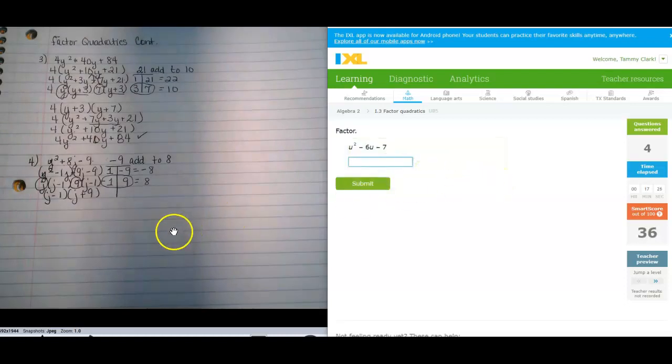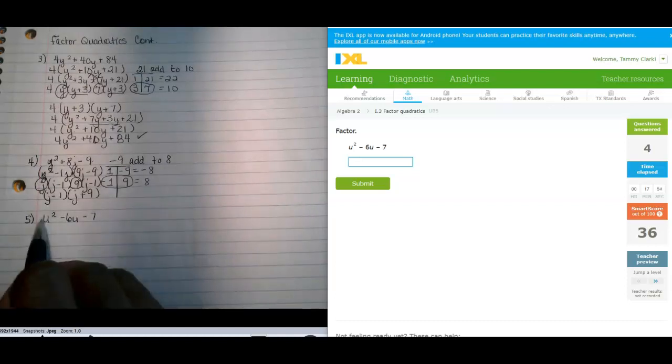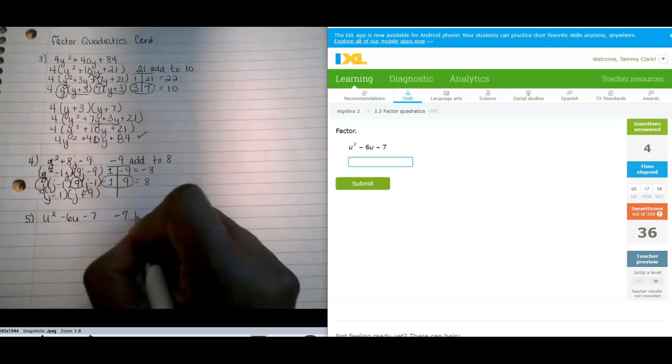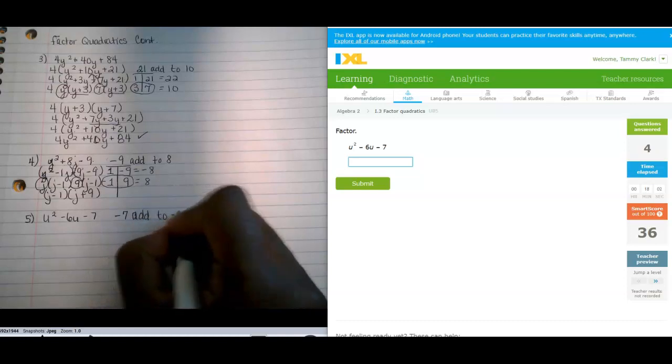All right, there we go. Let's go ahead and do the next one. u squared minus 6u minus 7. Do we have any greatest common factors? No, we don't. So we're thinking, what are the factors of negative 7, meaning 1 times negative 7, that add to negative 6?